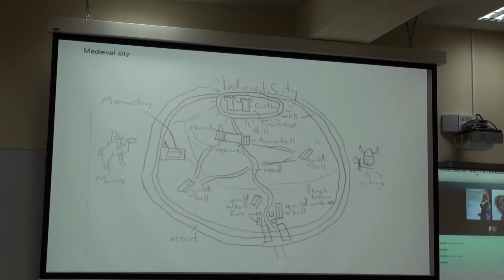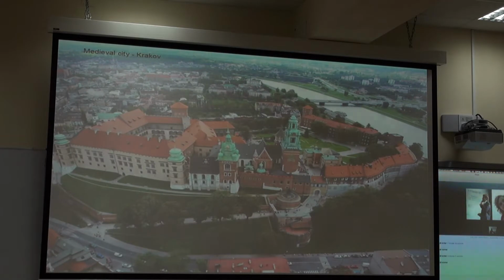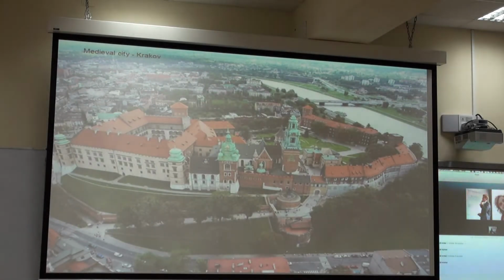And if we move to the next one, and if we remember the previous picture we've seen before, that there is a castle and that the castle generates activity around it, such as a market and other people, different professions coming around it. Then that's Krakow. And that's the castle of Krakow.